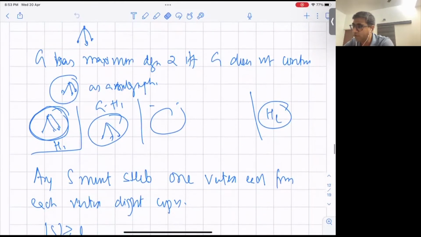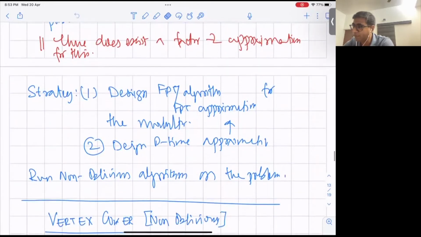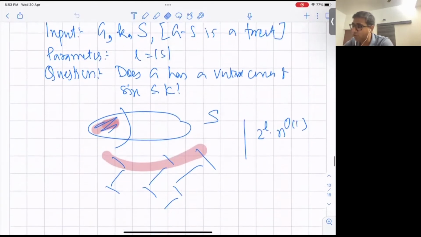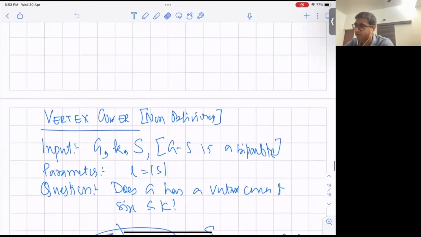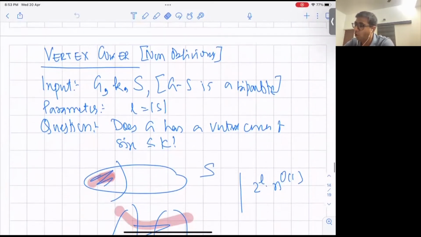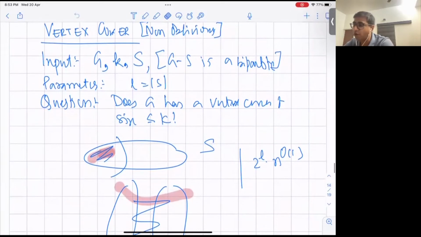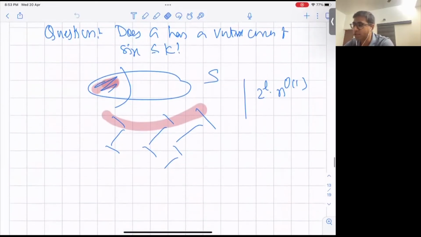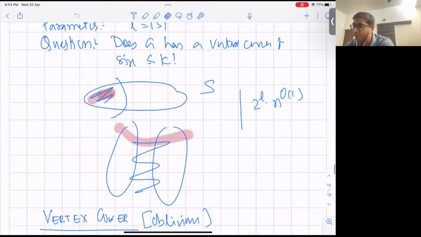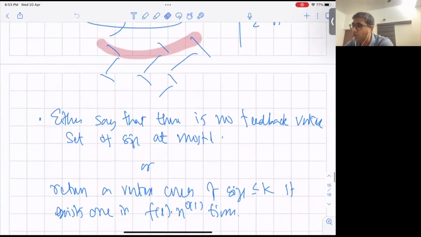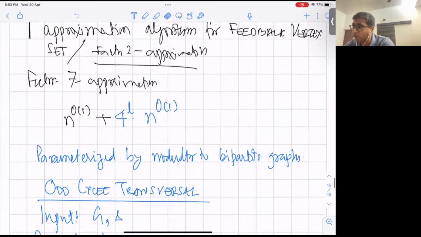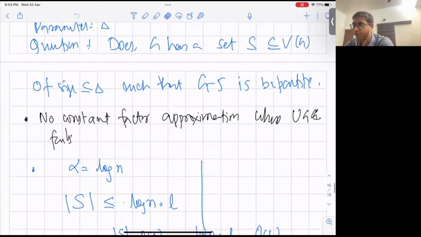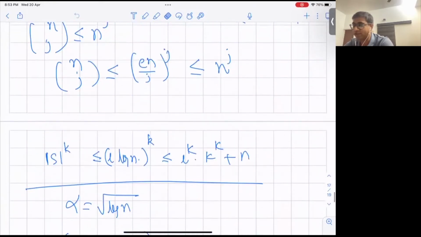So we saw a lot of algorithms for degree 1, degree 2, and all kinds of things. Then we noticed that the same algorithm that Sanjay mentioned last time will also work when the modulator is a feedback vertex set or an odd cycle transversal. But what was not clear is how to get an algorithm parameterized by modulator to bipartite graph, or things of this nature.